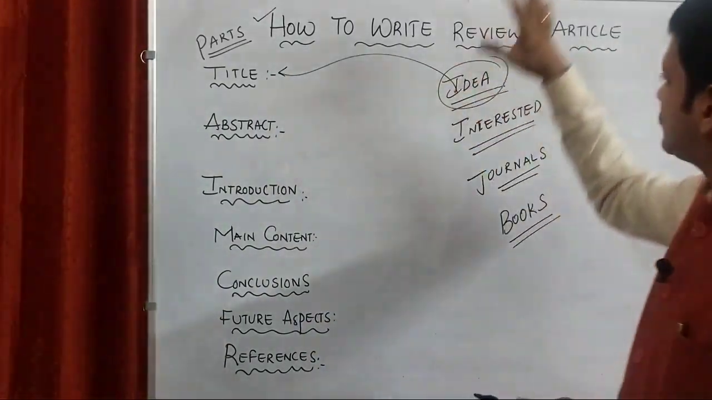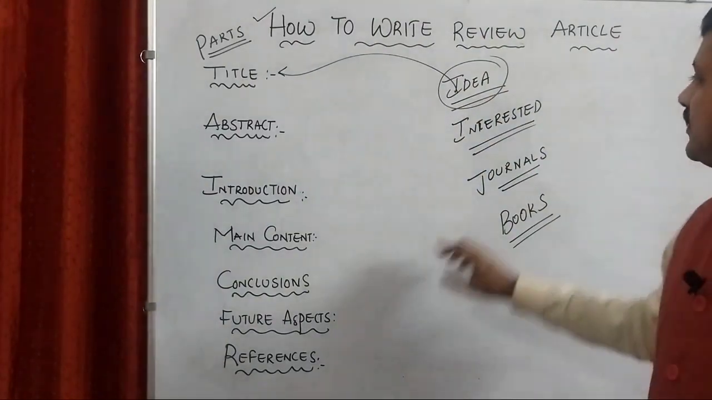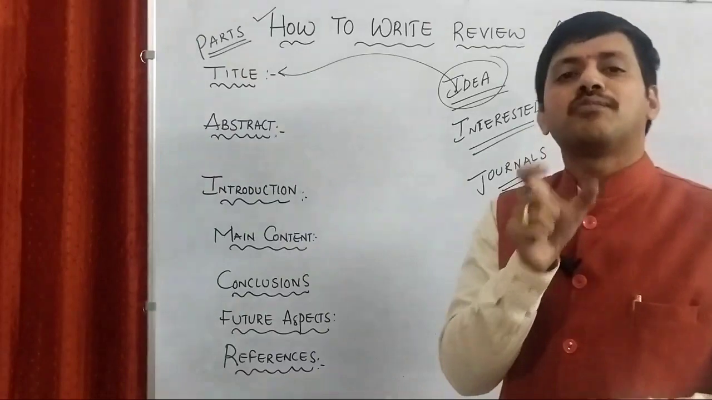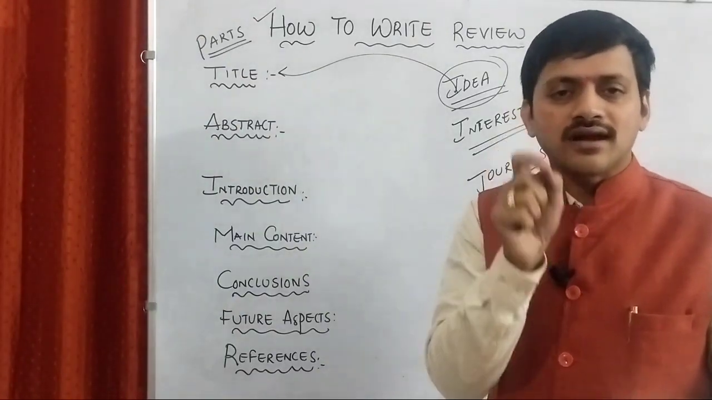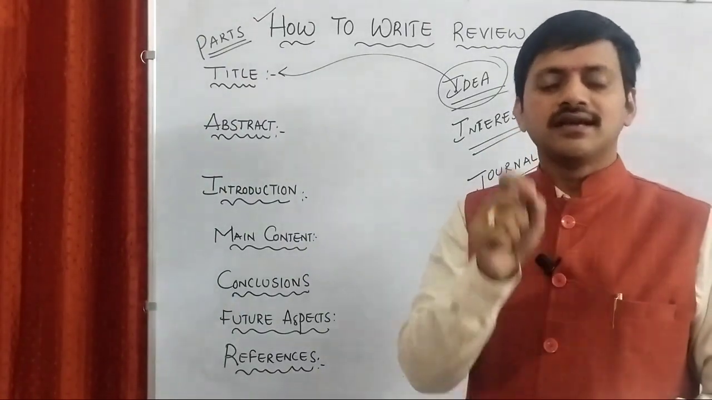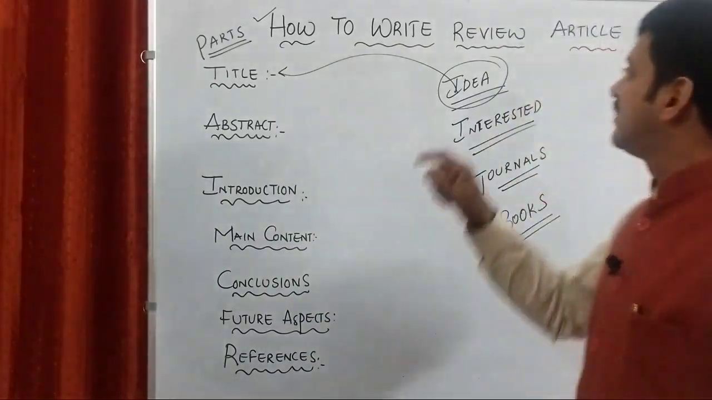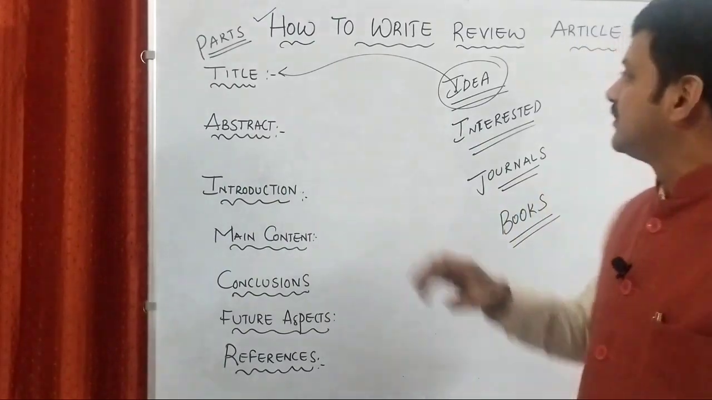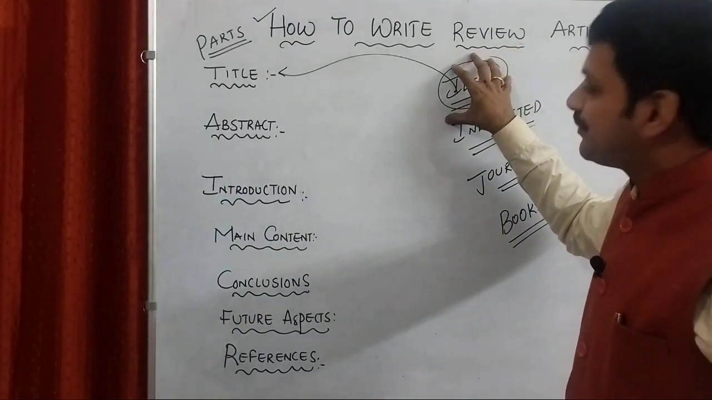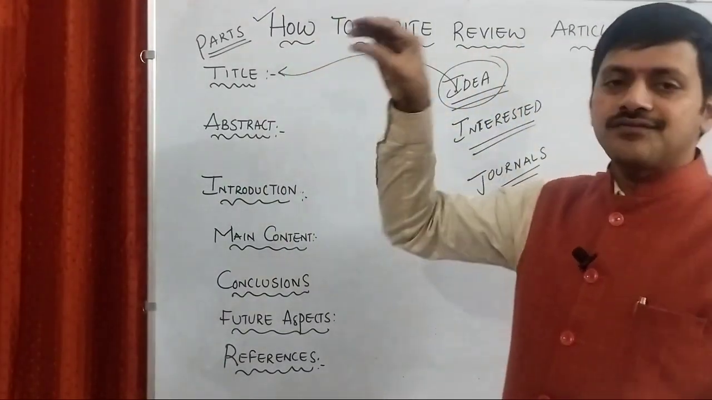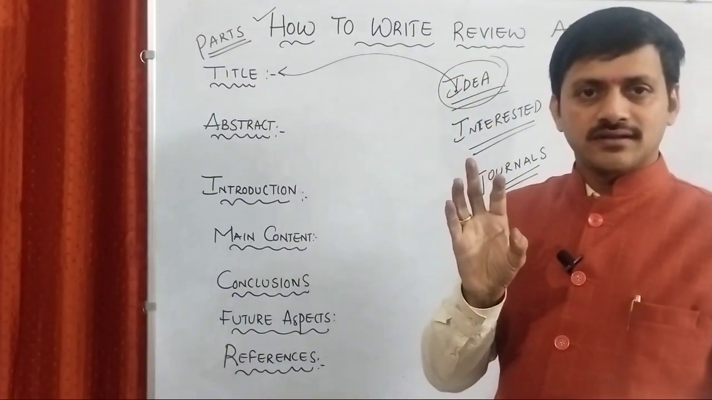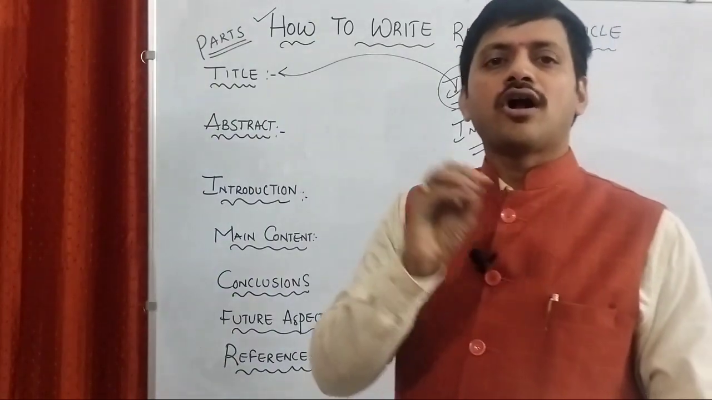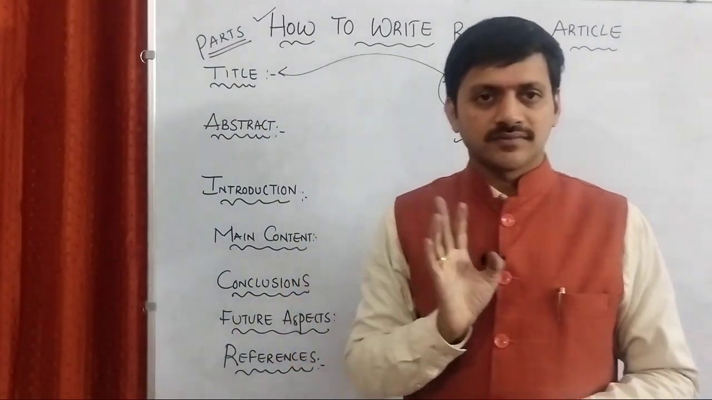In order to write a review article, you should have interest. Interest is the main component. If the student or the researcher has interest, then only he or she can write a review article. Right? So, with the previous knowledge, we have identified one topic. Assume that I want to write a review article on anti-malarial agents. This is my topic.